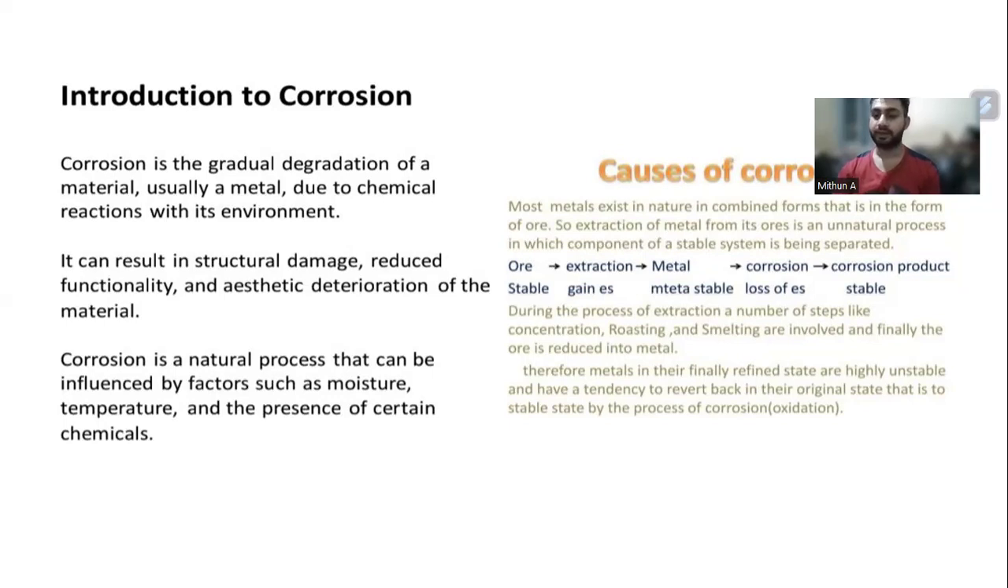During the process of extraction, a number of steps like concentration, roasting, and smelting are involved, and finally the ore is reduced into metal. Therefore, metals in their finally refined state are highly unstable and have a tendency to revert back to their original state, that is, the stable state, by the process of corrosion.